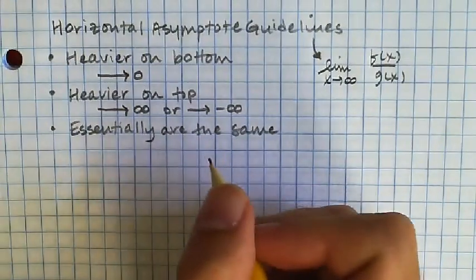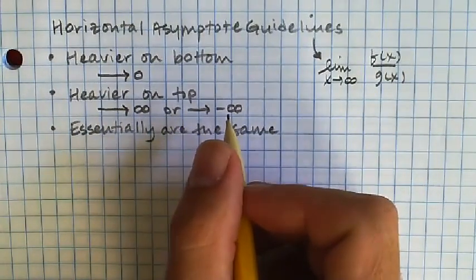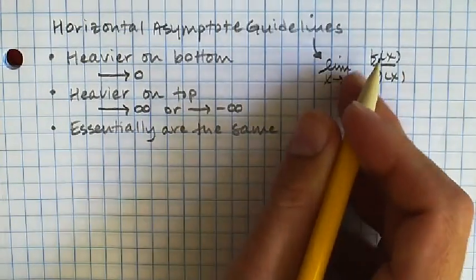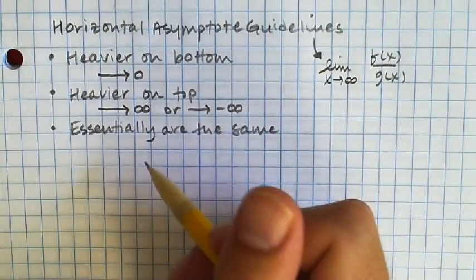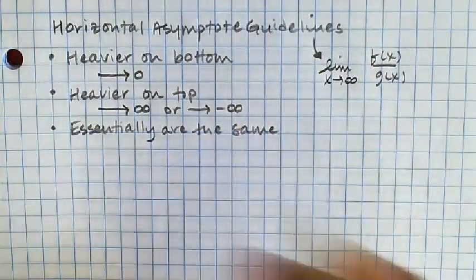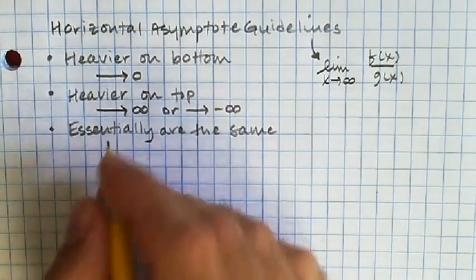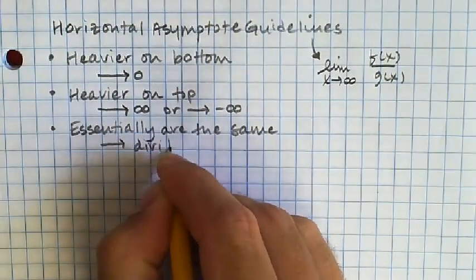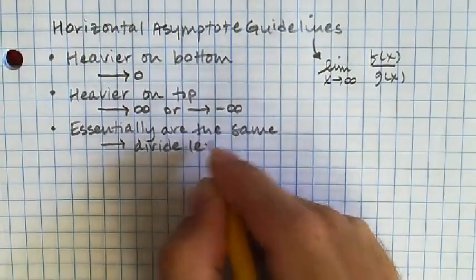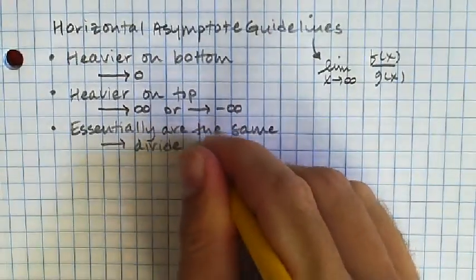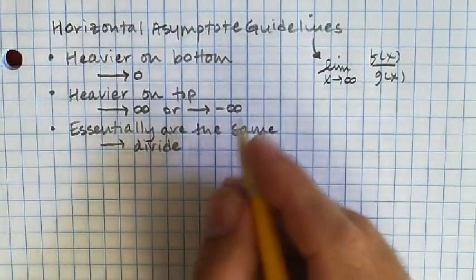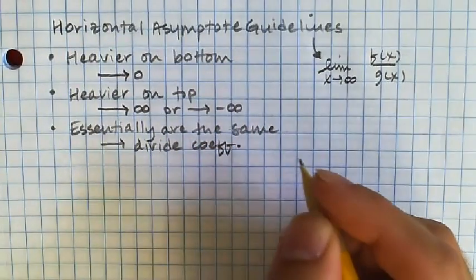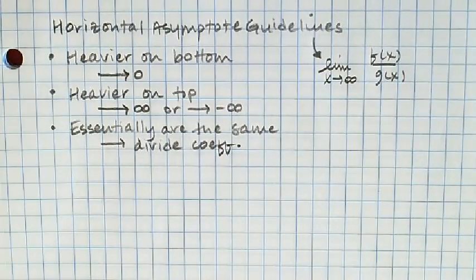And if they essentially are the same, you usually say the exponents are the same, but we aren't always going to look at just polynomial on top, polynomial on bottom. We could have polynomial and exponential, or log and polynomial, something like that. If they essentially are the same, that's when we're going to divide coefficients. I don't even say lead coefficients, it's the coefficients of the things that are the same at the largest power. So I'm just going to say divide coefficients. Okay, really assuming that you've done this before.